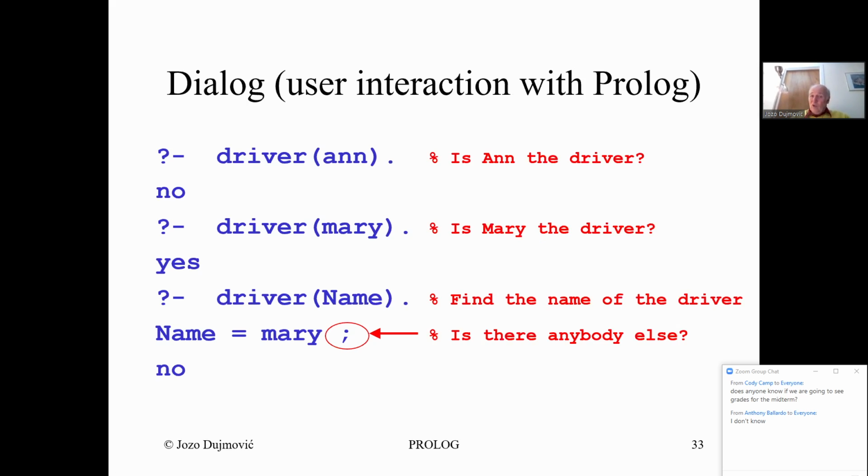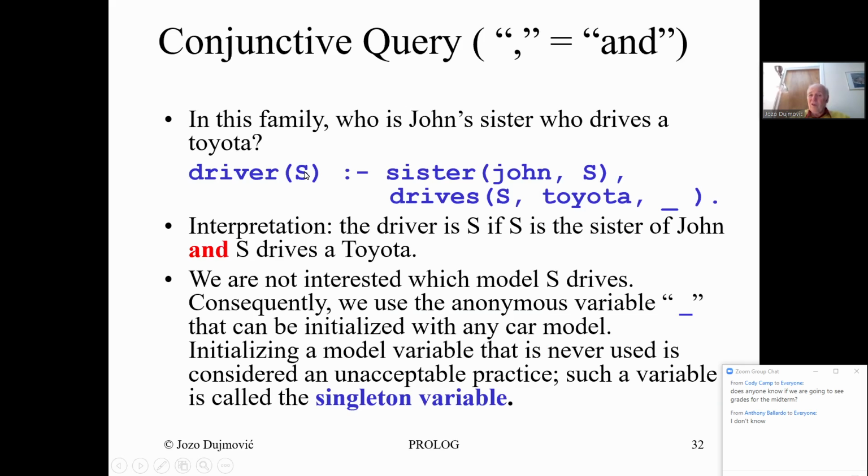Now, there are 2 possibilities. Either you press return, in which case you say, I'm satisfied with this, I have no other questions. The other possibility is to put semicolon and to say, now give me more drivers who are sister of John and drive Toyota. And of course, there is nobody in that list more, and the result will be no. There is no possibility for that. On the other hand, nobody tells you that this driver S must be the output of the search. S can be also input if you want.